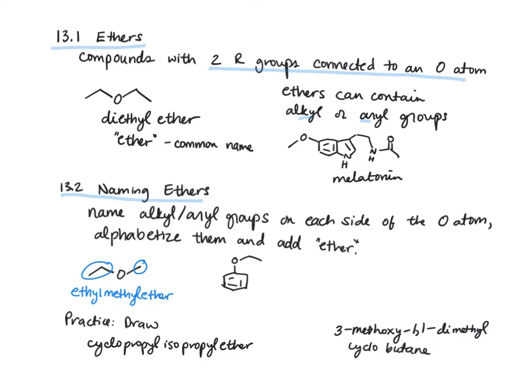In the second case, we have a phenyl group and an ethyl group. The ethyl is first alphabetically, so we write ethyl phenyl, and then add ether at the end.